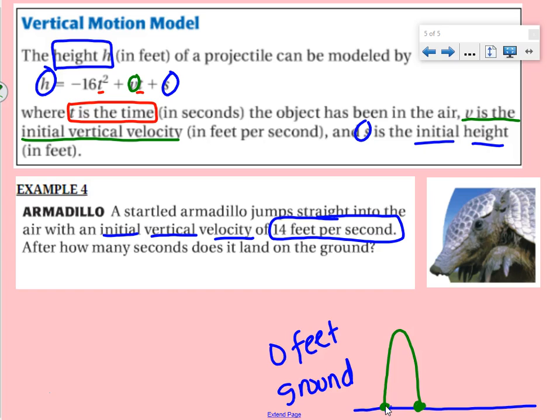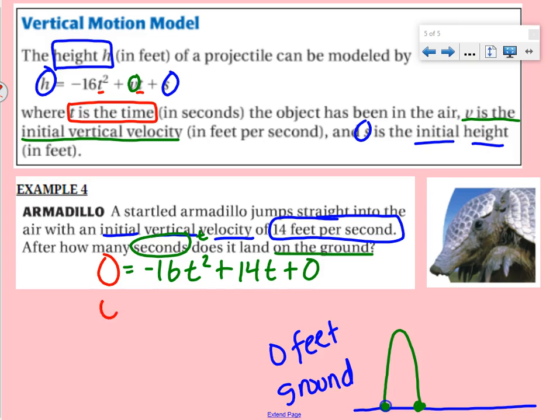So if we're looking at this, his height, h, is equal to negative 16 t squared plus our velocity, 14 t, plus s, his initial height. Well, his initial height is 0. He started on the ground. We want to know after how many seconds, so we're solving for t, does he land on the ground? So we want to know after how long does it take for his height to get back to 0? How long is he in the air?